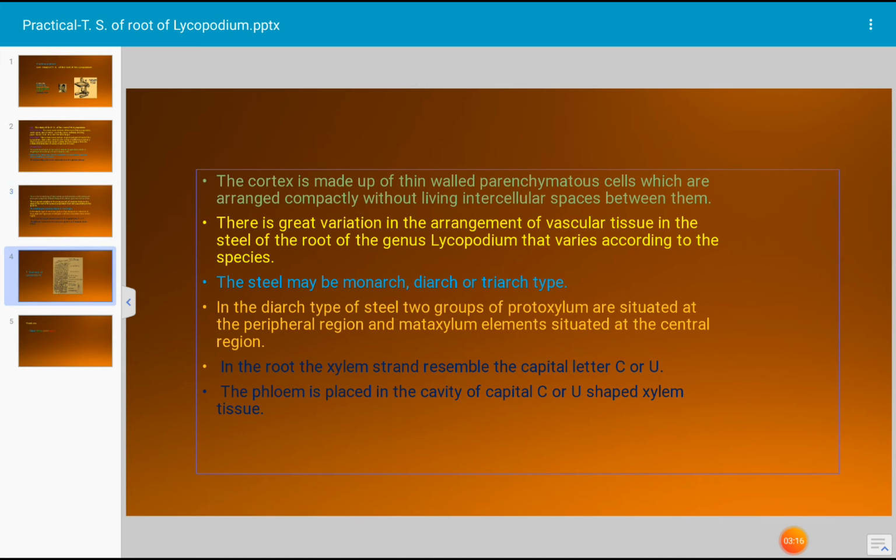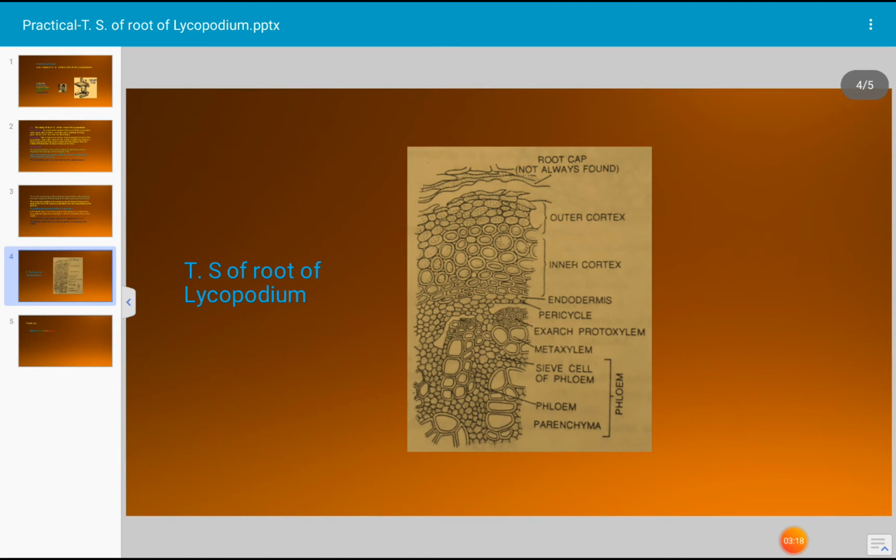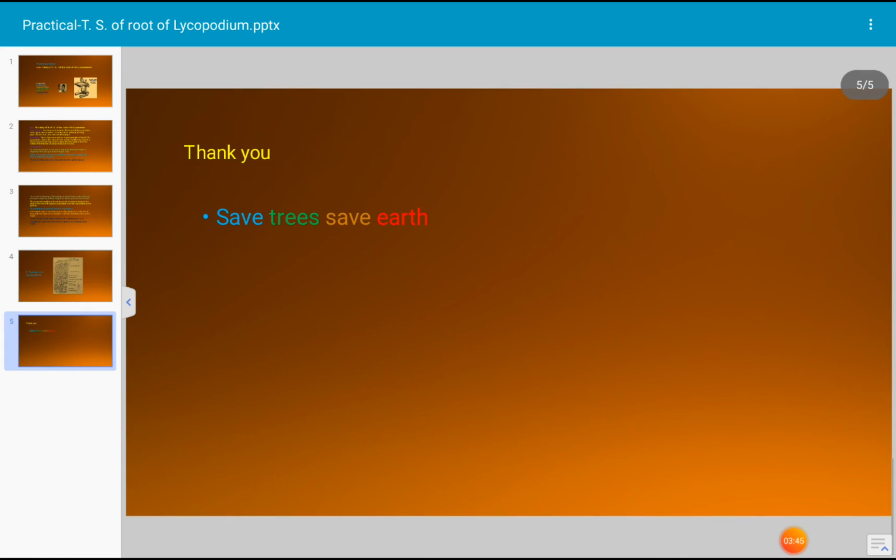Okay, next. This is the photograph of transverse section of root of the Lycopodium. See the outer cortex, inner cortex, endodermis, pericycle is shown here, and protoxylem, exarch type of protoxylem, metaxylem is shown here, phloem tissue is shown in the photograph. This is the photograph of figure of transverse section of root of Lycopodium.